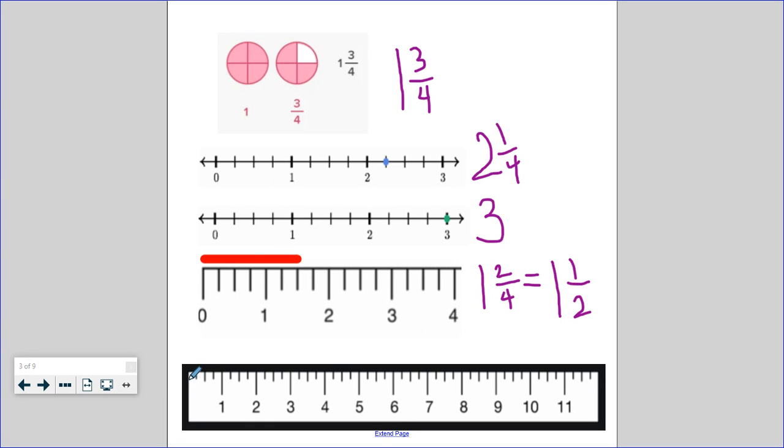Okay, so now we're going to start using what we learned about fractions on a number line, using what we've just learned about how to write these types of numbers, and we're going to apply it to measurement.